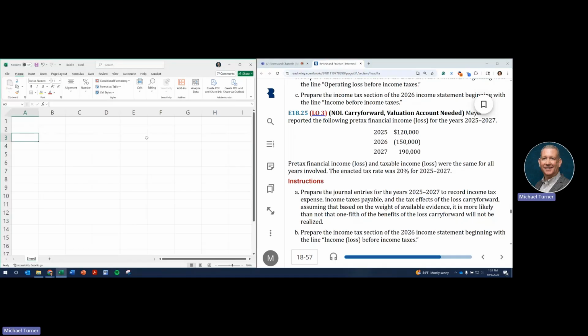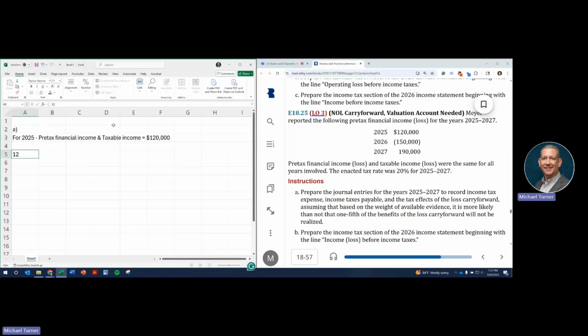Okay, so let's start. If we look back into 2025, we did have taxable income. It says pre-tax financial income was $120,000. And the paragraph below the table says that pre-tax financial income or loss and taxable income are the same. All right, so for 2025, pre-tax financial income and taxable income equaled $120,000.